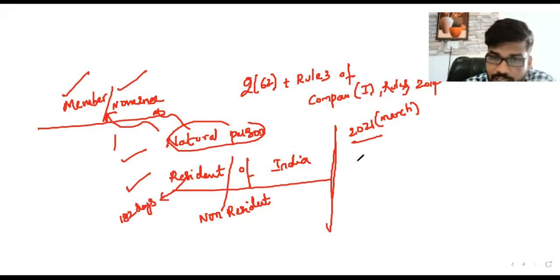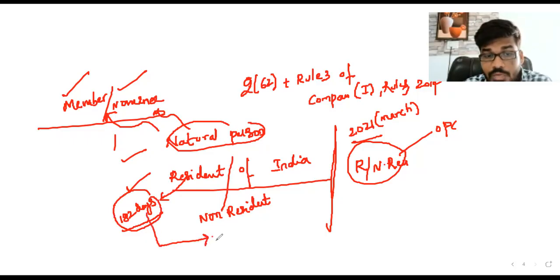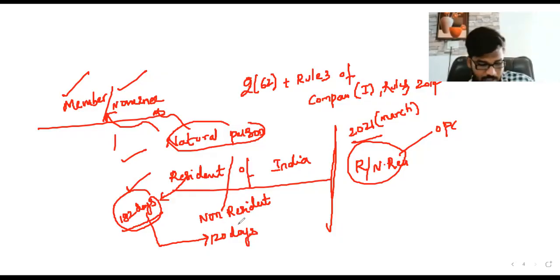Today, even a resident and a non-resident also can incorporate a one person company. And also, sir, what we were studying, 182 days residing in India, then that person is called a resident. But what happens, sir? The law clearly says that this 182 days is replaced with 120 days. These are the two new amendments we have discussed under the Companies Act.